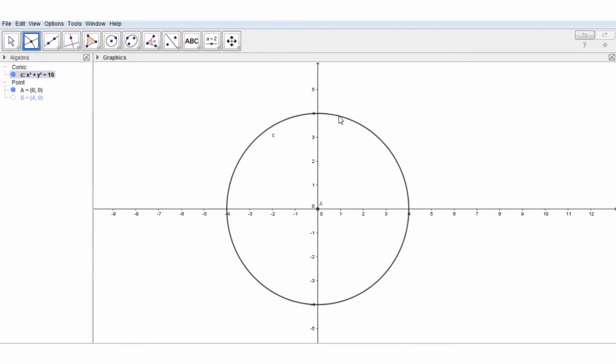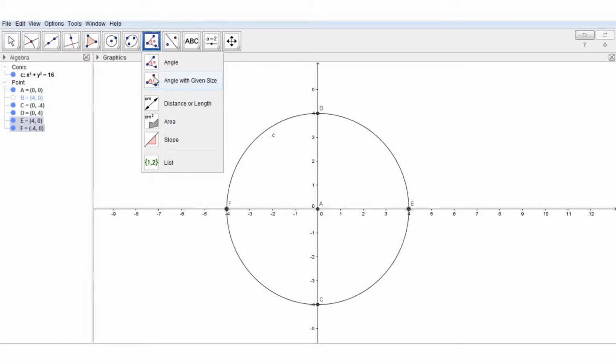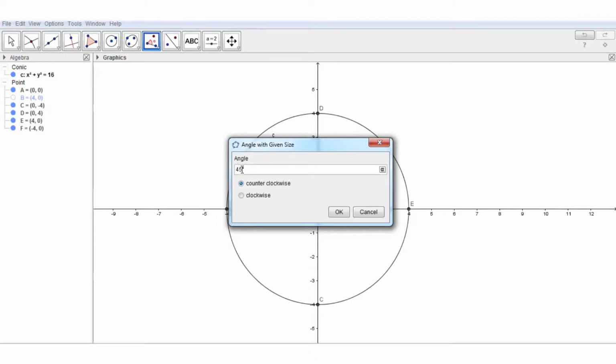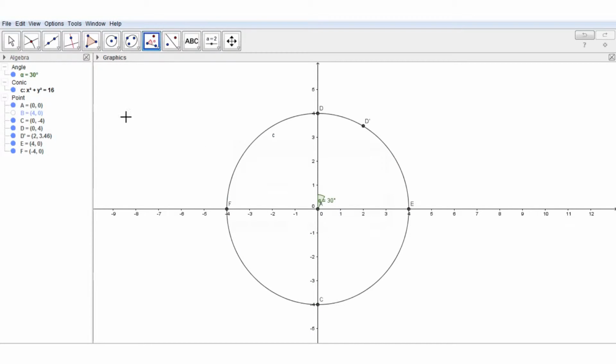The y axis and circle, we got two intersect points, circle and x axis. We also get another intersect point. Then angle with given size. For the stopwatch, we have 12 equal parts, so angle 30, counterclockwise, we get a point D. We have no use of angle alpha.